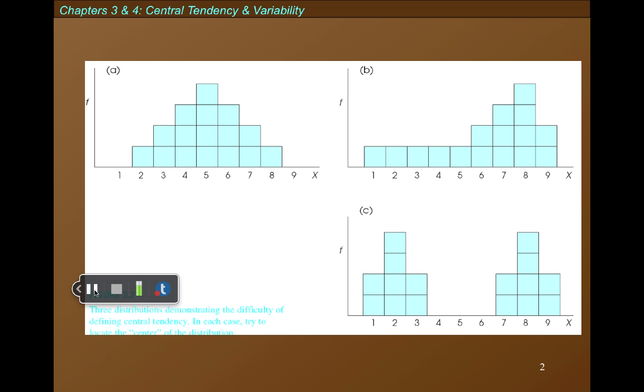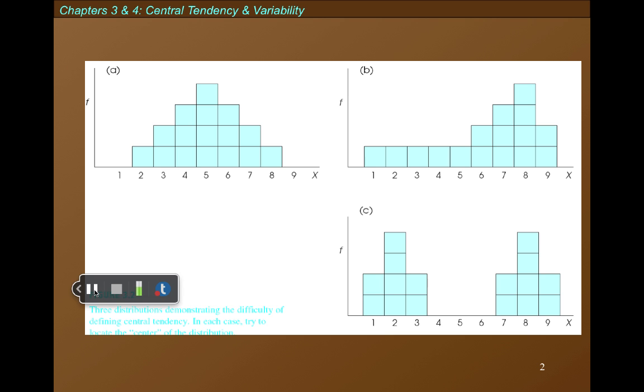It's real easy to see that the mean is 5. The median is 5. The most frequently occurring score, the mode, is also 5. But look at diagram B. It's a little bit different because it's very skewed in one direction. And so the mean is going to be quite a bit lower than the median, and the mode is going to be an 8. So that's really quite a different shape of distribution.